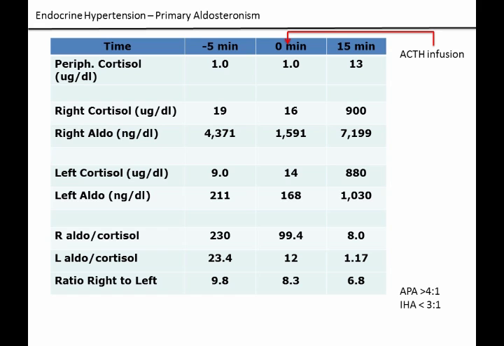Here's the peripheral levels of cortisol. They do go up, but look at what happens to the right and the left cortisol numbers. They markedly elevate, okay? And we have ratios to make sure that we're in the correct vein, so this is a good test. We know that the right and the left adrenal vein have been sampled.